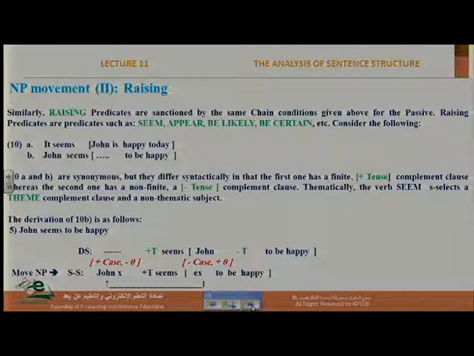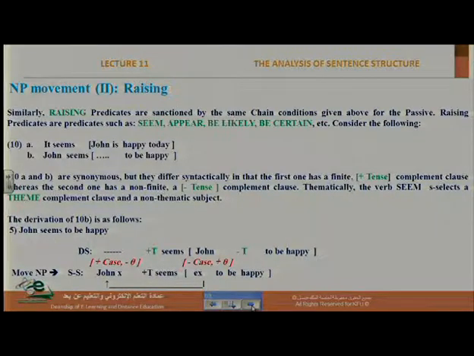Consider the following pair of sentences. Now, 10 A and B: it seems that John is happy today, or John seems to be happy today, okay? Now, in some ways, you do understand that the two sentences are exactly the same. So again, we are in some kind of synonymy relationship like we saw before with the passive. It seems John is happy today.